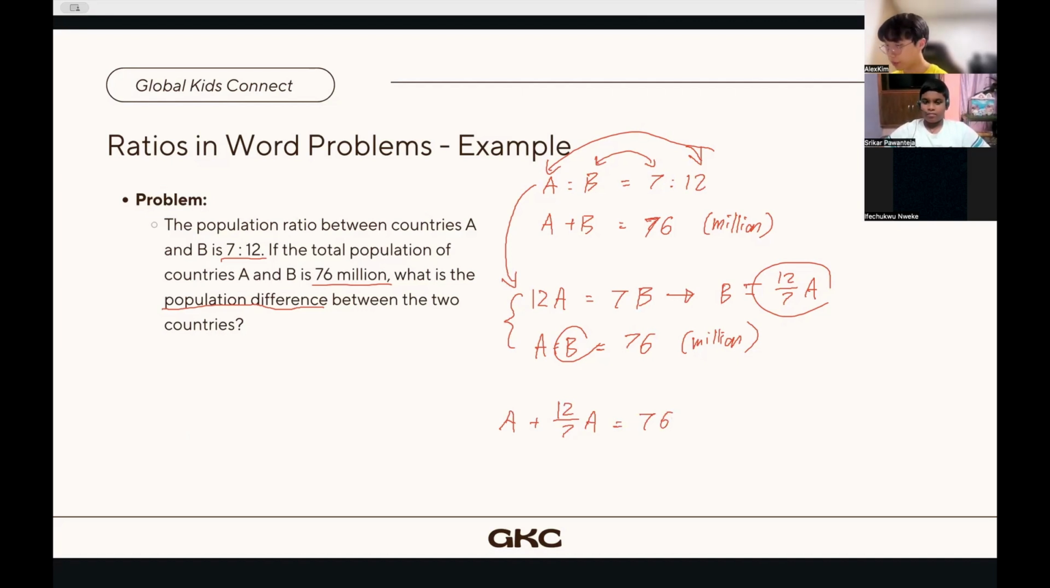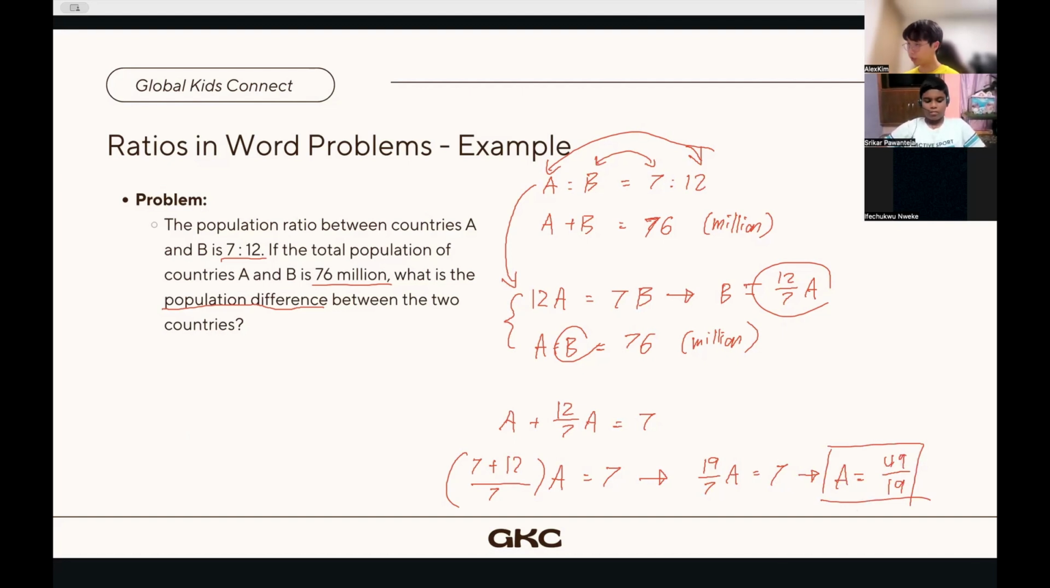And then we can add these two together, so it'll be 7 on the bottom, 7 plus 12 times A equals 76, which will be 19 over 7 A equals 76. I feel the answer will have to be a decimal, but that will be fine. If we multiply each side by the reciprocal of 19 over 7, then we get 49 over 19 for A.